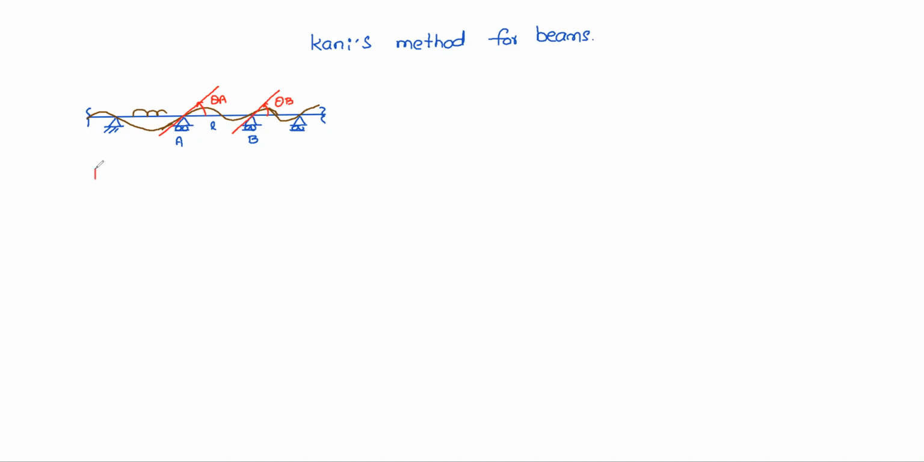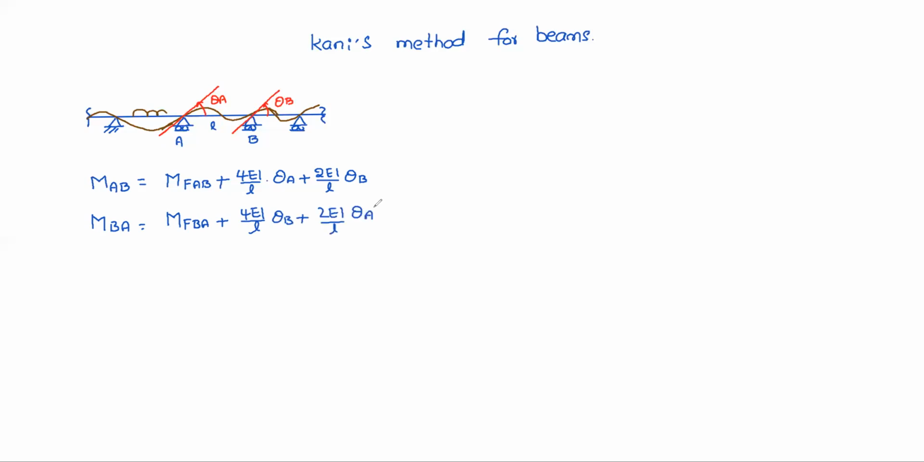You know the relation: MAB equal to MFAB plus (4EI by L) into theta A plus 2EI by L into theta B. And similarly, MBA equal to MFBA plus 4EI by L into theta B plus 2EI by L into theta A. You know these relations, okay? Moment slope relations we know.